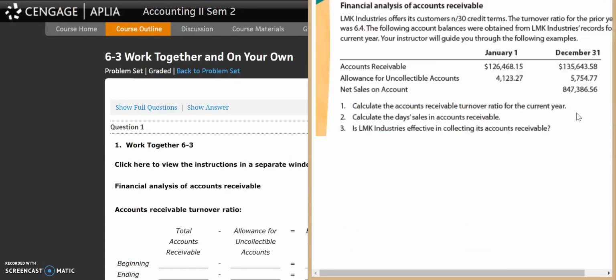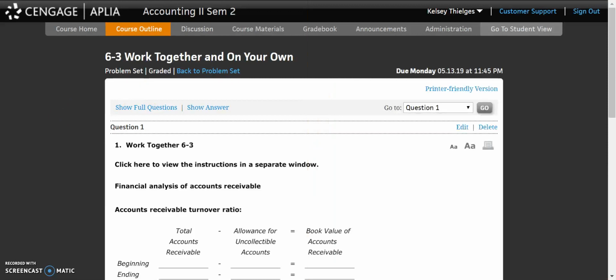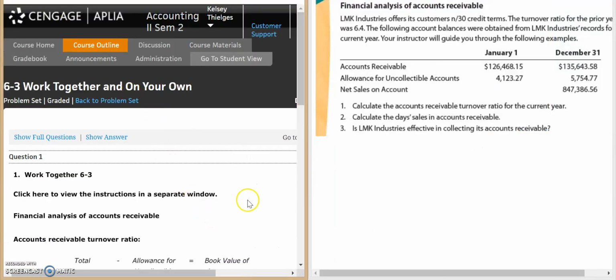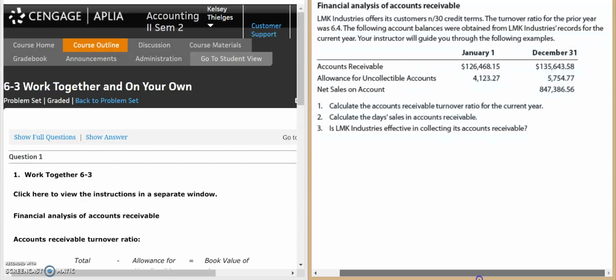I think I'm actually going to do a split screen on this one just because I think it'll be a little easier. So it says that our financial analysis of accounts receivable is going to be for LMK Industries, who offers its customers N30 credit terms. The turnover ratio for the prior year was 6.4, and the following account balances were obtained from their industry records for the current year. I don't need to read that. I will guide you through what you need to do.